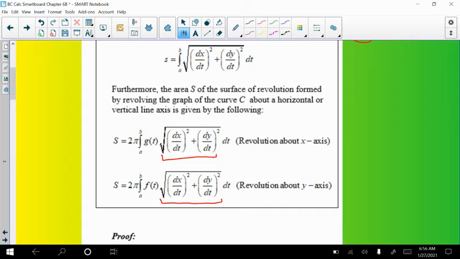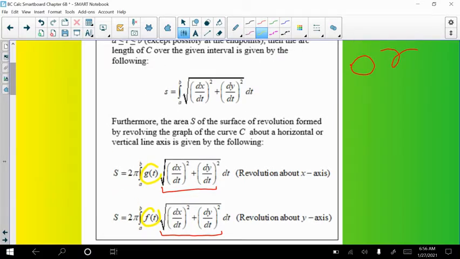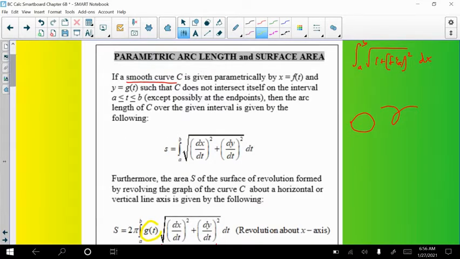But notice what is different, or I guess in a way, the difference between the two formulas. This one has g of t. This one has f of t. And if you're wondering, well, what is g of t? What is f of t? If you read carefully at the beginning, g of t was the parametric term with y, where f of t was the term in x.